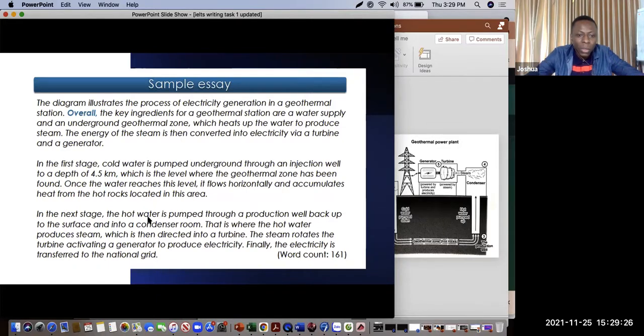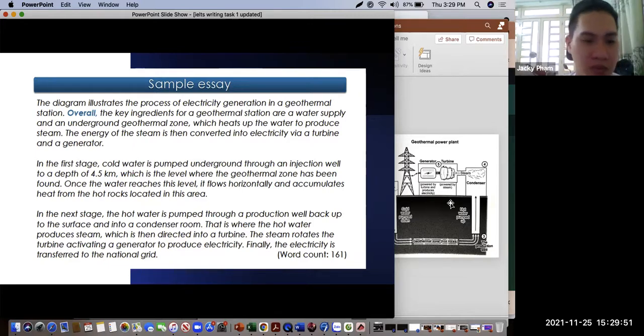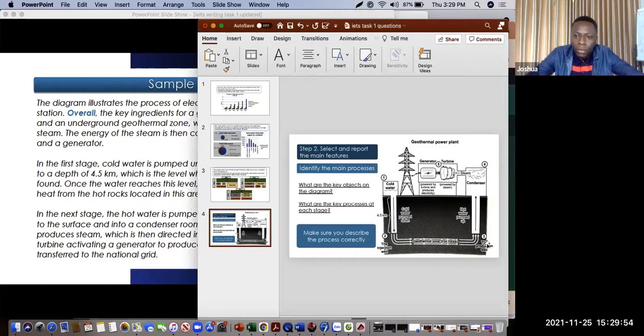In the next stage, the hot water, you have to be specific, is pumped through a production well back up to the surface and into a condenser room. Okay, you can say a condenser chamber, a condenser container. Yes, so here, the hot water is pumped up to the surface into a condenser space or room.